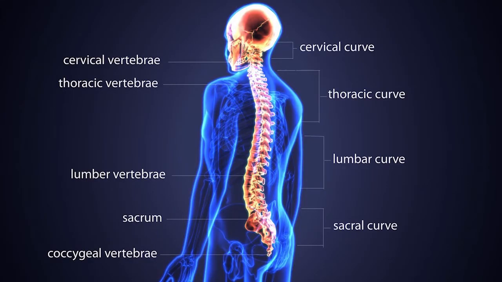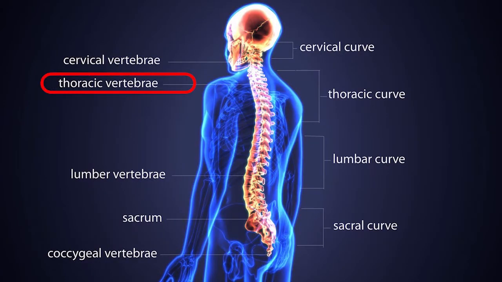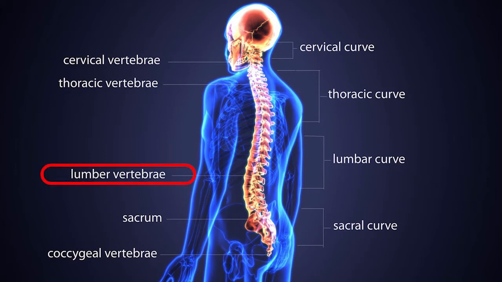We have the vertebra, which is the bony component that protects the spinal cord, that runs all the way from the cervical vertebra to the coccygeal vertebra. The cervical vertebra runs from C1 to C7 on the upper part of the back, which consists mainly of the neck. And then we have the thoracic, which runs from T1 to T12. And then we have the lumbar curve, which runs from L1 to L5.